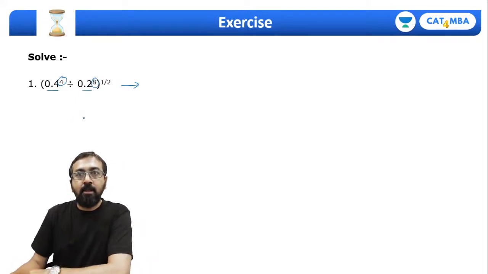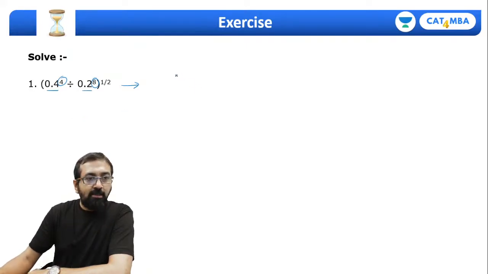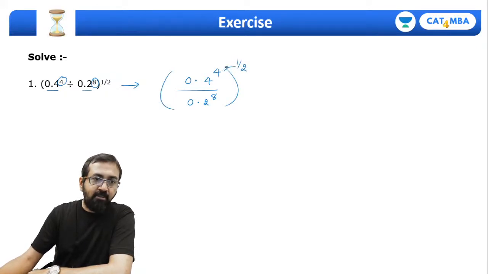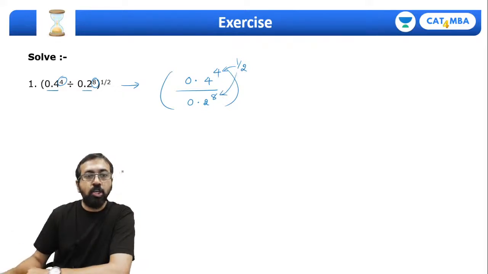Great, Shubhankar. Okay, so let me help you out. 0.4 raised to 4 divided by 0.2 raised to 8, whole raised to 1 by 2. What we'll do is, please understand, this power will multiply with this power as well as this power. So let's first multiply.